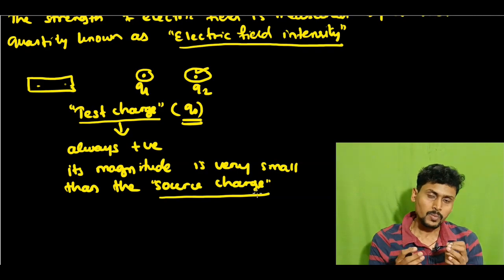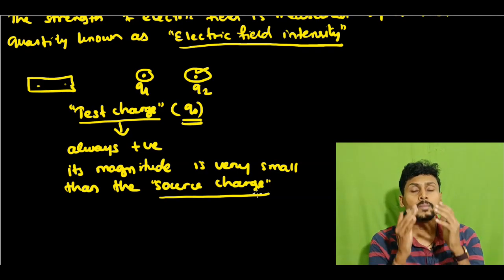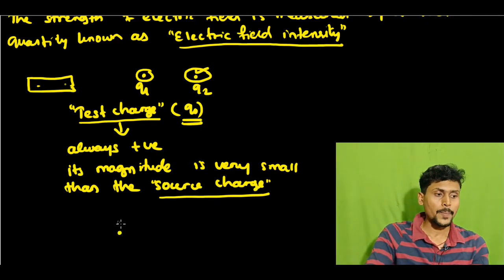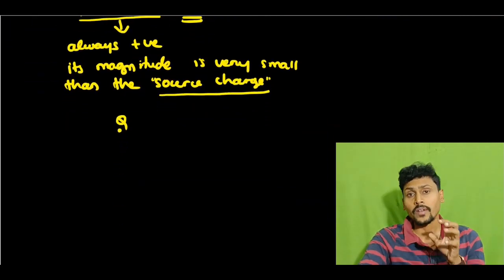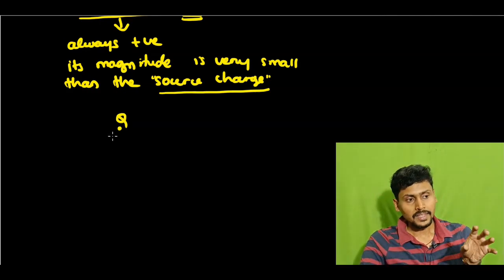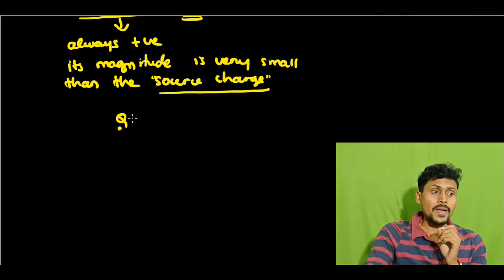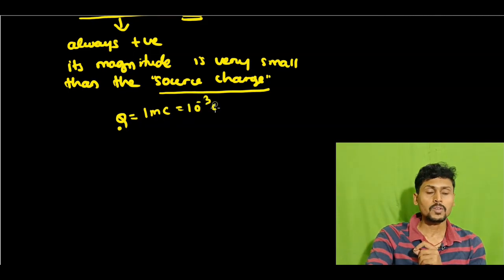So source charge means the charge whose electric field is being calculated. Okay, suppose I have a charge capital Q here, and I am interested to calculate the electric field intensity produced by this charge capital Q. Then this charge is known as the source charge. Okay, so suppose imagine that this source charge has value 1 millicoulomb, or 10 to the power minus 3 coulomb.